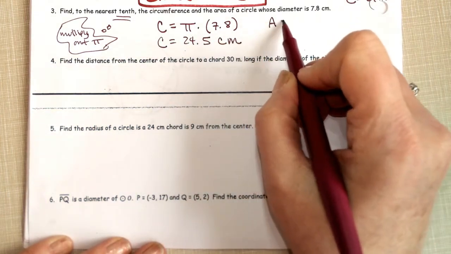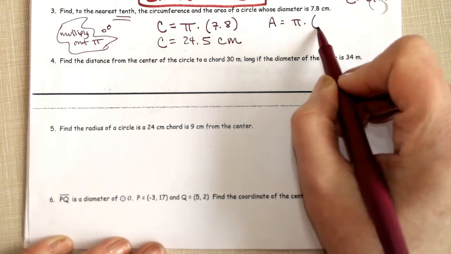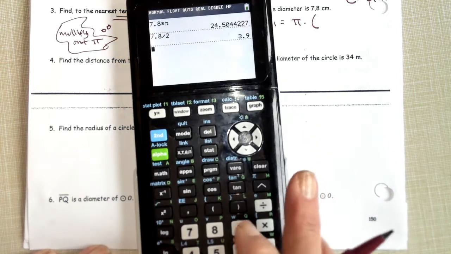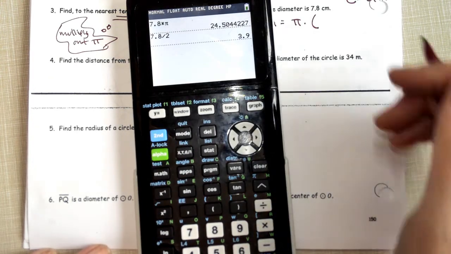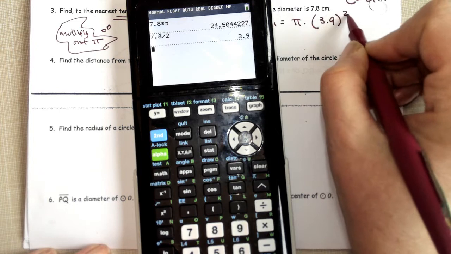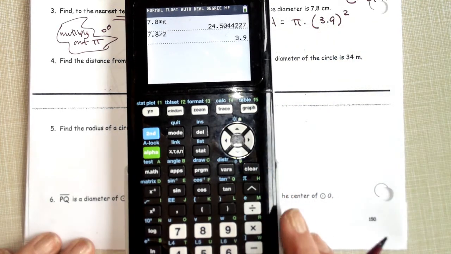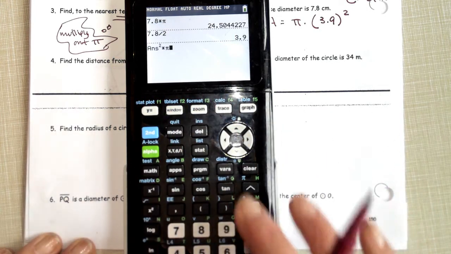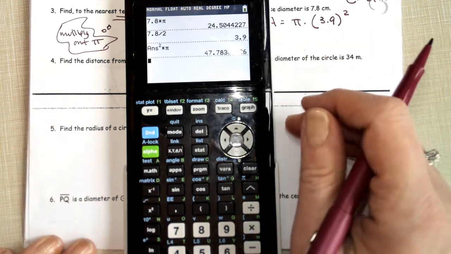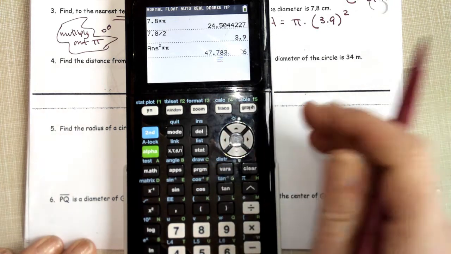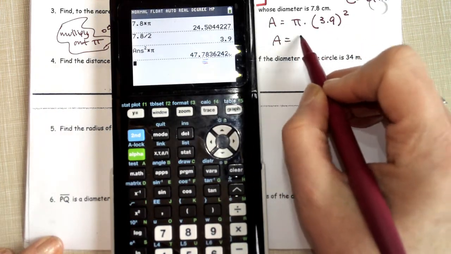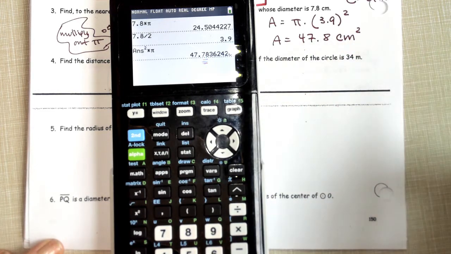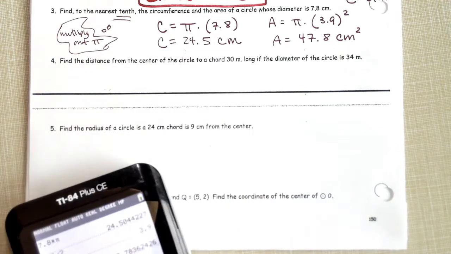All right, 24.5. Okay, the area, which is pi times radius squared. So the radius is half the diameter. So that is 3.9, and then you need to square it. So what you can do with your answer is hit squared times pi. So 47.78 rounded to the nearest tenth is 47.8. So that is 47.8 square centimeters. That's where you have to put in your square units.